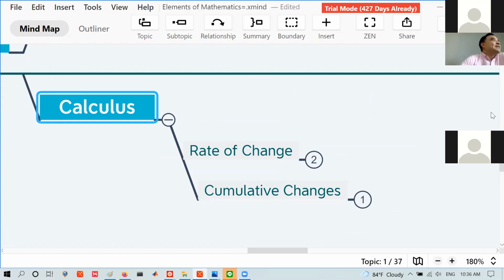The flip side of the rate of change is that, instead of finding the average rate of change, you want to find it in an instantaneous way. We could do average rate of change for millennia, but until Newton and Leibniz came along, no one could do instantaneous rate of change. The flip side of rate of change is cumulative change.